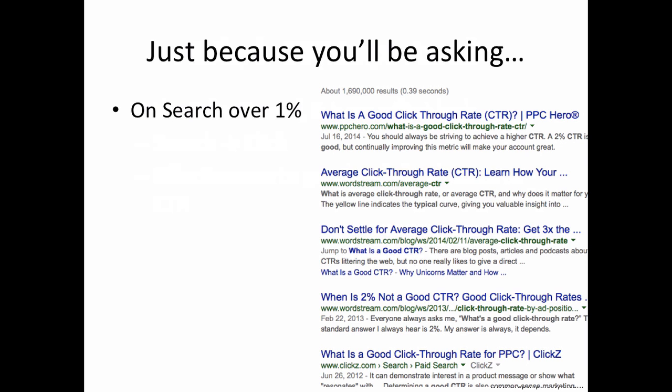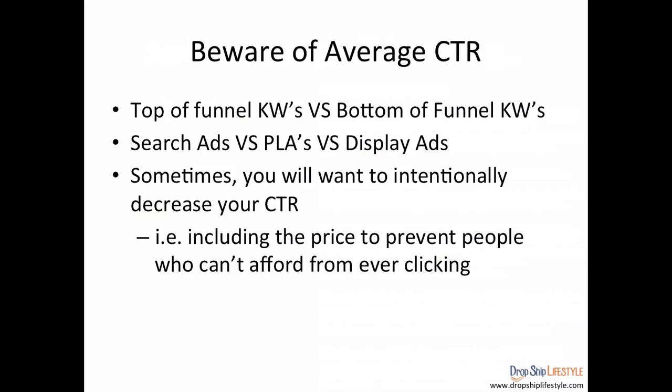And I know that just because you'll be asking, what's an average or good CTR on the search network, aim for something over 1%. Fairly straightforward there. However, beware of average CTRs, meaning you might expect a different CTR from top of funnel keywords or bottom of funnel keywords. You might expect a different CTR between search ads, PLAs, display ads, and so on.